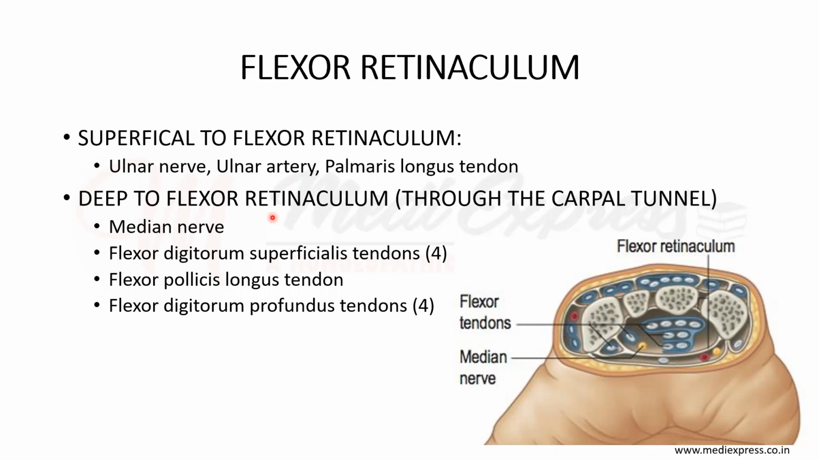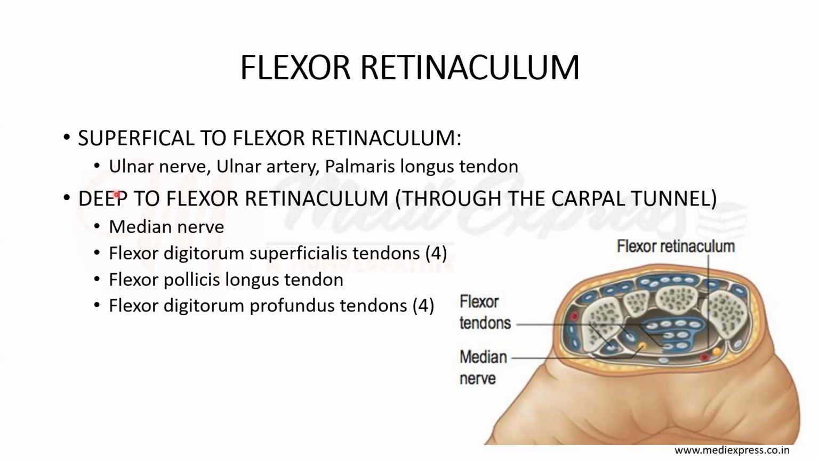Now, deep to the flexor retinaculum, that is through the carpal tunnel, what are the contents? That is the median nerve. We have flexor digitorum superficialis tendons, four in number. Then we have the flexor pollicis longus tendon, and we have flexor digitorum profundus tendons, four in number. That's why 4, 4, 8, 9. So 8 tendons we have through the carpal tunnel. This is what you have to remember.